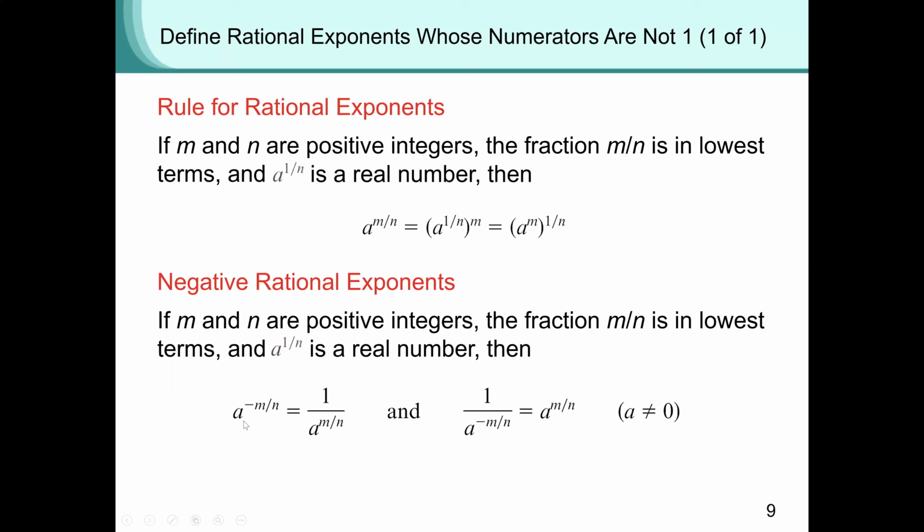So here, if I have a to the power negative m/n, if I want to change the negative sign to positive, then it will be 1 over a to the power m/n. Or if I have 1 over a to the negative m/n, it will be 1 over 1 over a to the power m/n, and that will give me a to the power m/n. Again, the reciprocal.